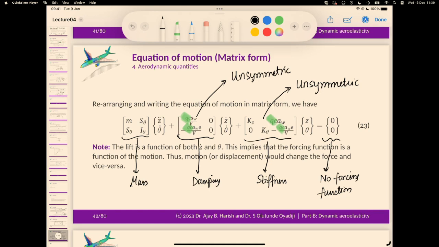So writing this equation of motion is just the simplest thing, just mathematical jugglery. But what is more important is to understand what this equation of motion means in terms of, let's say, as the velocity or the airflow increases, okay?